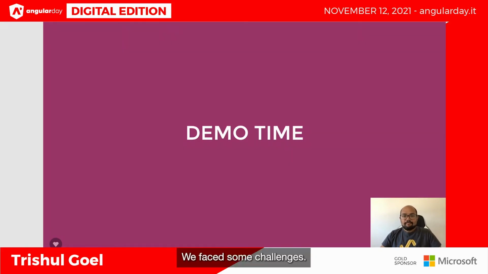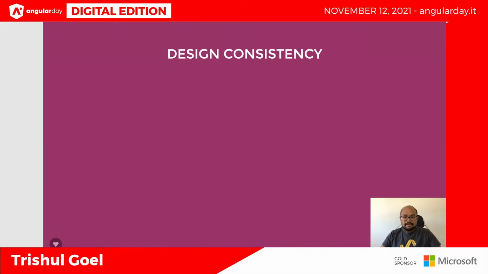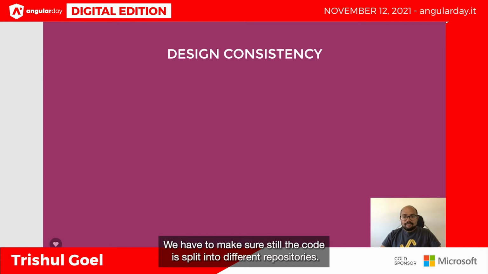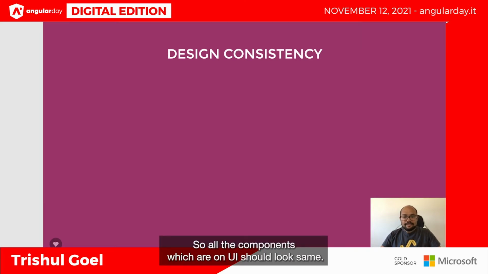While building this, we faced some challenges. One of the biggest challenges was design consistency. We have to make sure that even though the code is split into different repositories, the end product will be the same throughout our website. The website still is the same for the user. So all the components which are on the UI should look the same.